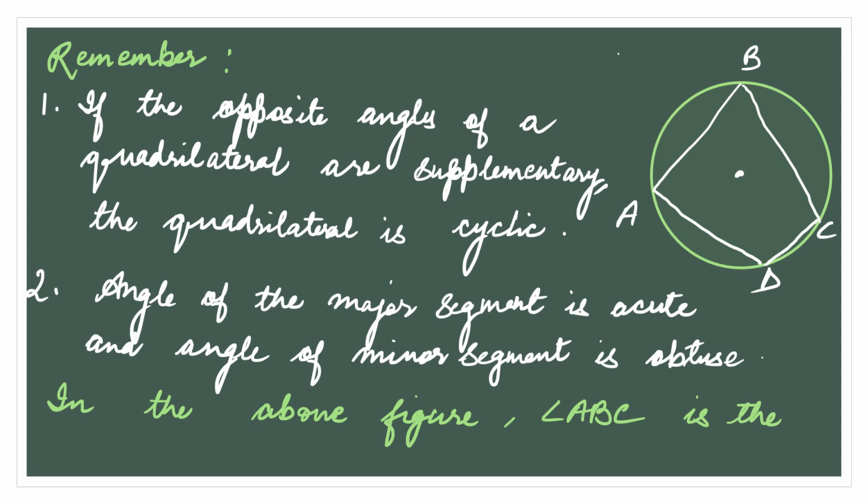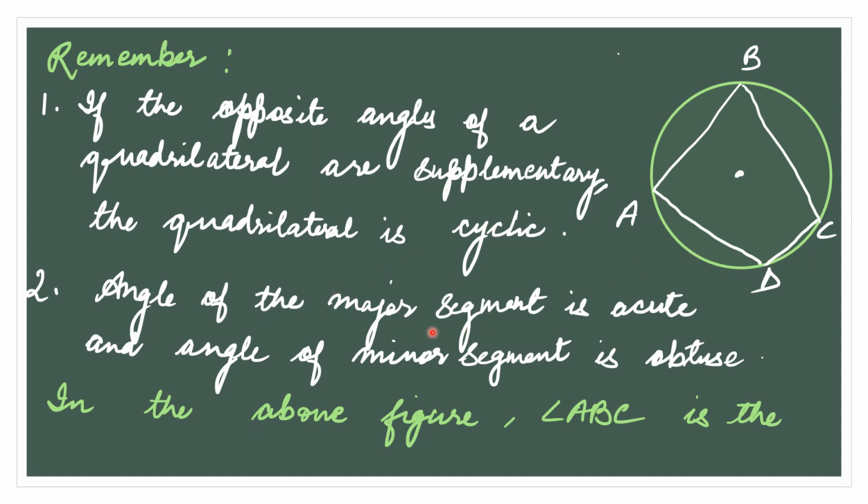So now remember, children, there are some points. If the opposite angles of a quadrilateral, angle ABC and angle ADC here, are supplementary, meaning they add up to 180 degrees, ABC plus ADC is equal to 180 degrees, or BAD plus BCD is equal to 180 degrees, then the quadrilateral is cyclic.